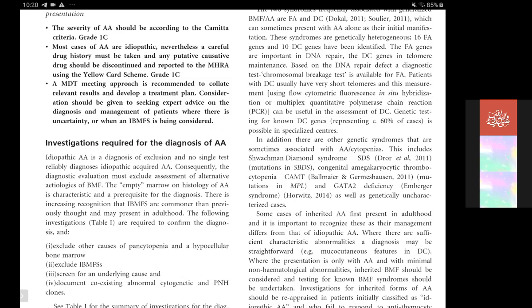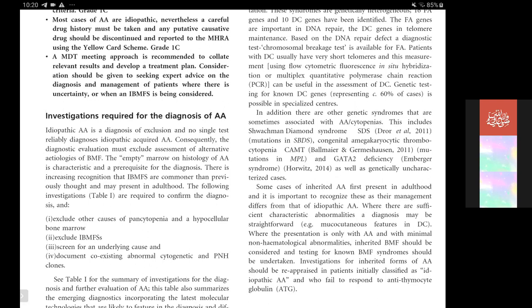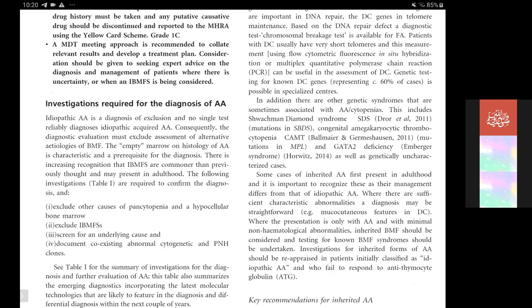a careful drug history must be taken, along with any skeletal and limb abnormalities that may be there. And then, of course, a multidisciplinary team should be operated, and consideration should be given to expert advice on the diagnosis and management, especially in cases of inherited bone marrow failure syndromes.